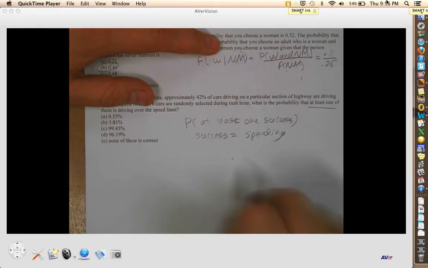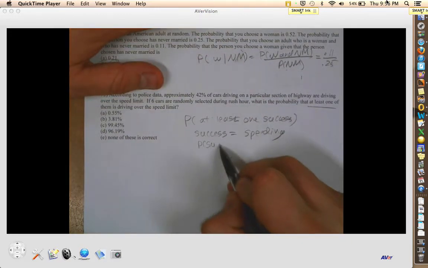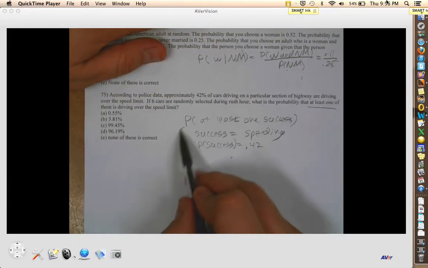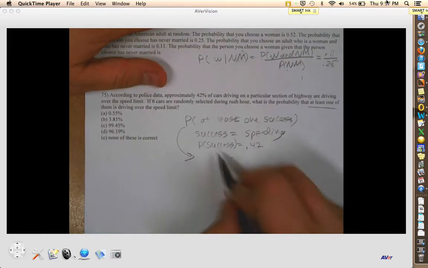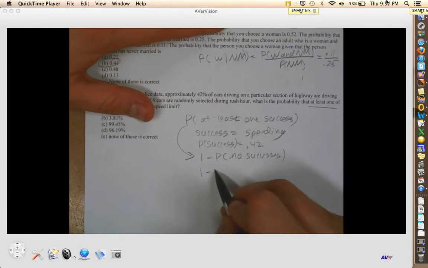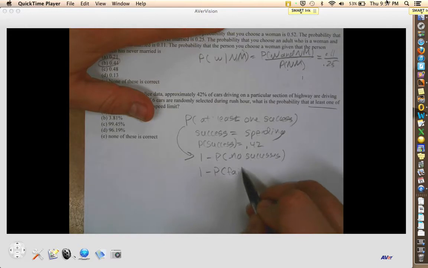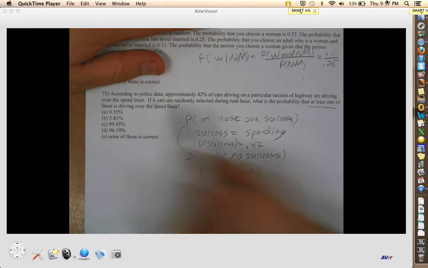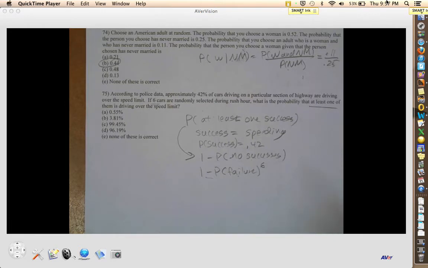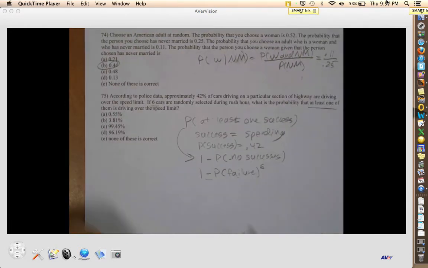The probability of success is 0.42. We are not going to find this directly, as we've talked about several times by now. It's easier and more direct to find 1 minus the probability of no successes. If we had no successes, that means we failed all 6 times. To find the probability of no successes, we take the probability of failure to the 6th power, because we had all failures, and then take 1 minus that, and we'll be left with what we want.